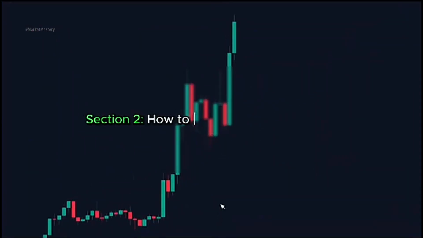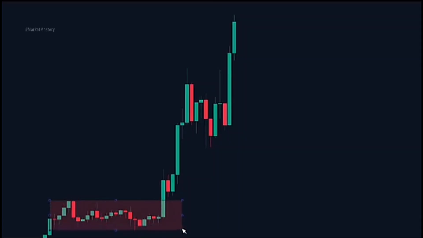Section 2, how to identify and draw zones. Okay, I'm going to show you how to find these zones, and it's so much easier than you think. We're looking for just 4 patterns. That's it. These are giant flashing signs that say, a bank just spent $1 billion here. The best zones are made by a massive explosive move away from a tiny consolidation area, the base.